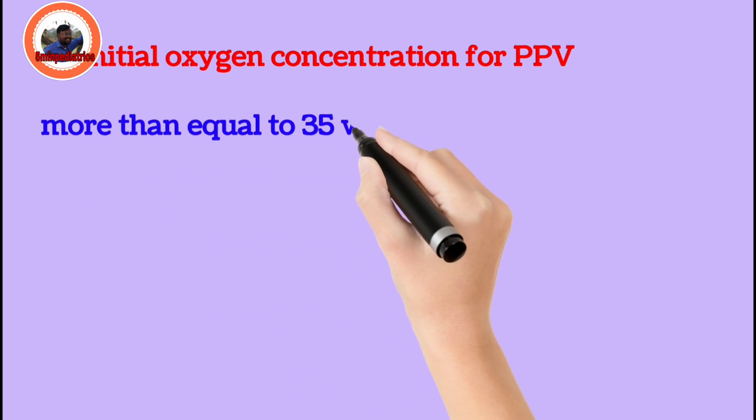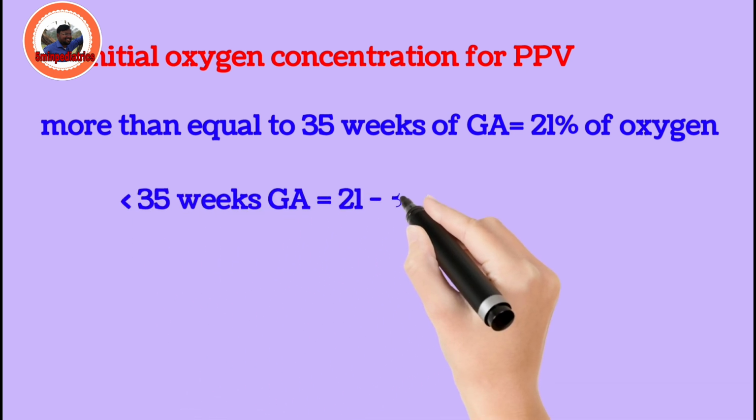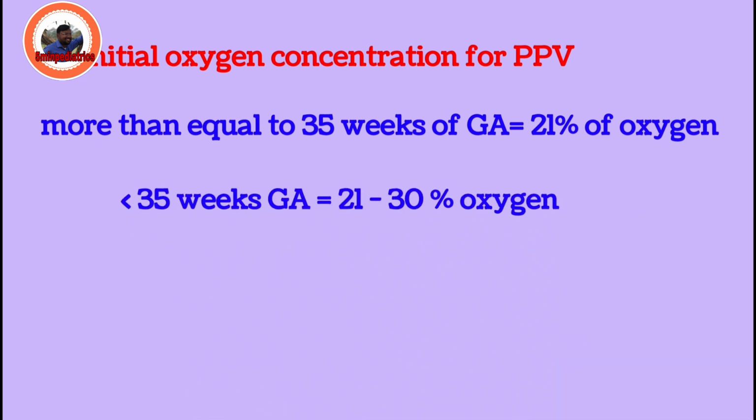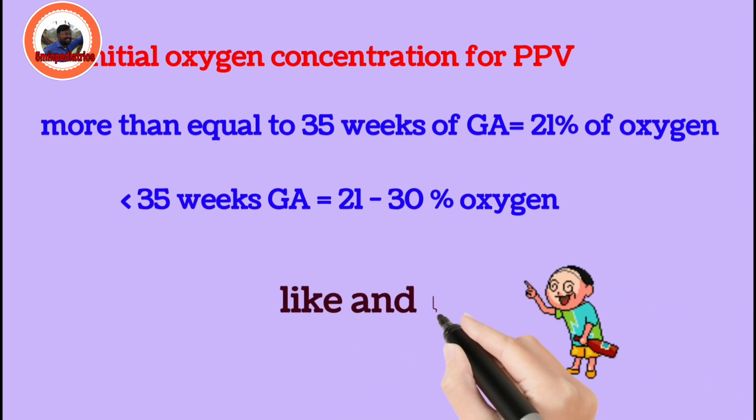In 8th edition, we have initial oxygen concentration depending upon gestational age. For more than or equal to 35 weeks, we require 21% oxygen, and for less than 35 weeks of gestational age, we require 21 to 30% oxygen.